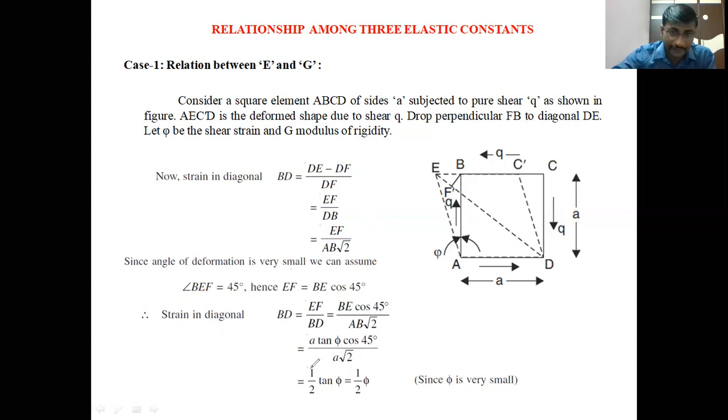So off, A cancel, off tan phi, it becomes off tan phi. If the angle is very small, that is the deformation is very small, tan phi can be written as phi. So therefore, the final equation: strain in the diagonal is phi by 2, or off into phi. Phi means the angular deformation of the member, or shear strain. It is also called shear strain. Therefore, strain in the diagonal is equal to half of the shear strain. Clear up to this?